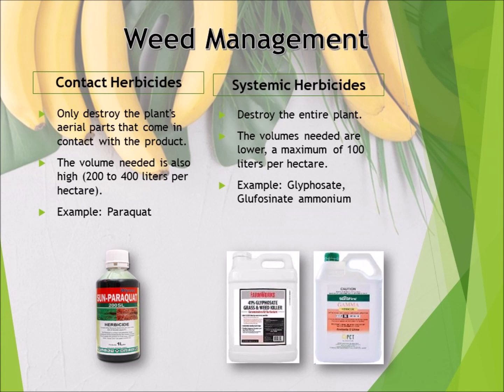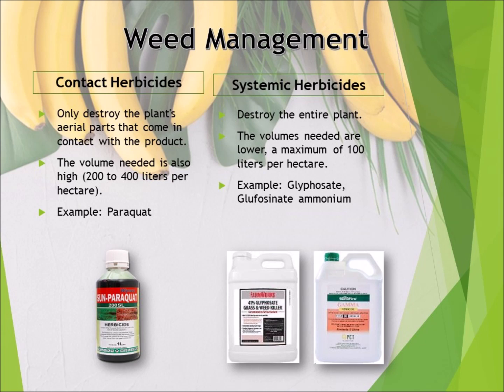Contact herbicides only destroy the plant's aerial parts that come in contact with the product. The volume needed is high, around 200 to 400 liters per hectare. An example of a contact herbicide is paraquat. However, this chemical is highly toxic and can cause fatal poisoning when ingested or inhaled. Earlier this year, the Minister of Agriculture announced that paraquat is banned from the 1st of January 2020.